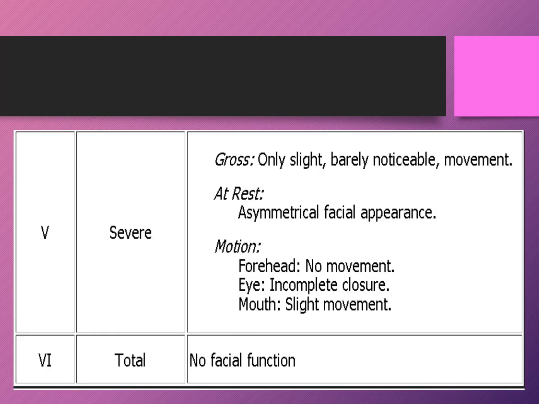Grade 5 is severe. There is only slight, barely noticeable movement of the facial muscles. There is no movement of the forehead and there is incomplete closure of the eye, even with maximal effort, and the mouth has slight movement only with maximal effort. And grade 6 is the total paralysis. There is no facial function at all.